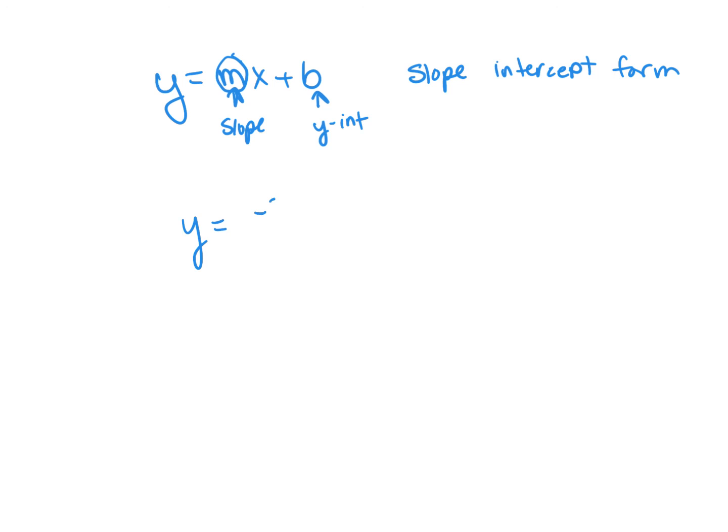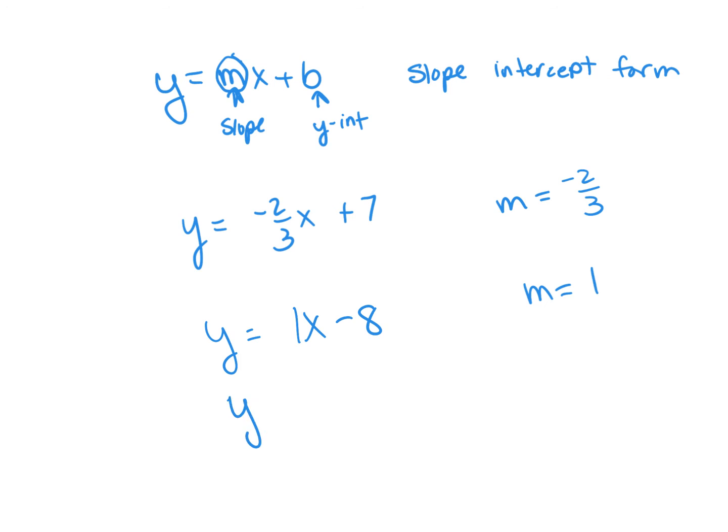Okay, so if I have y equals negative 2/3 x plus 7, what's the slope? The slope is negative 2/3. If I have y equals x minus 8, somebody else, what's the slope? Good, it's 1, because there is an understood 1 in front of that x.